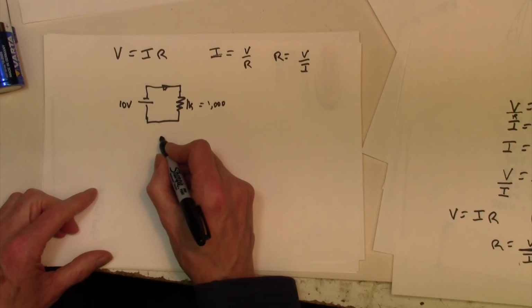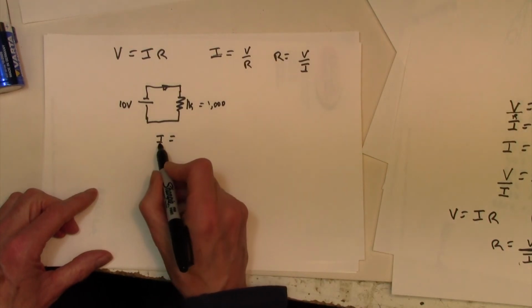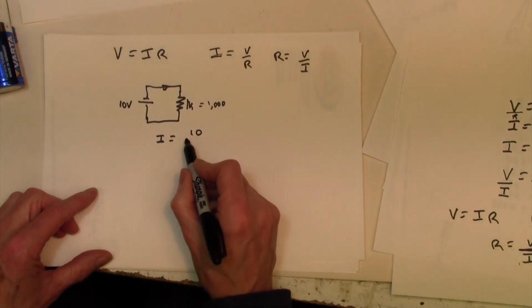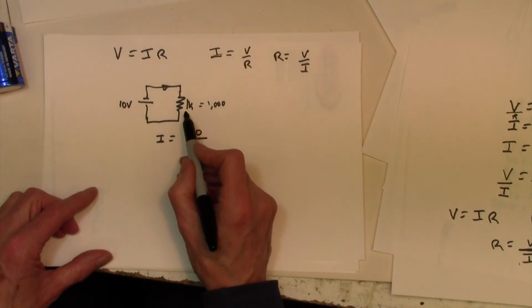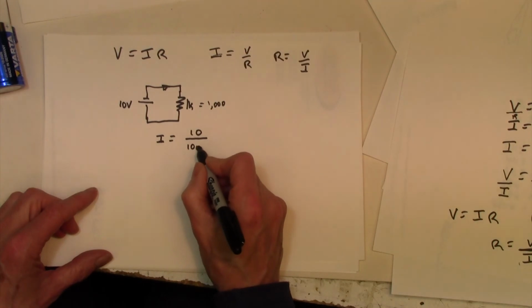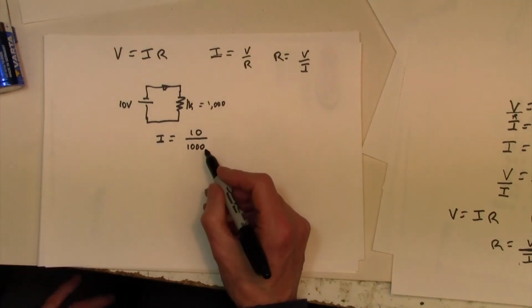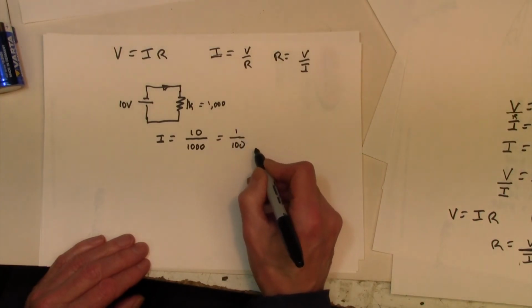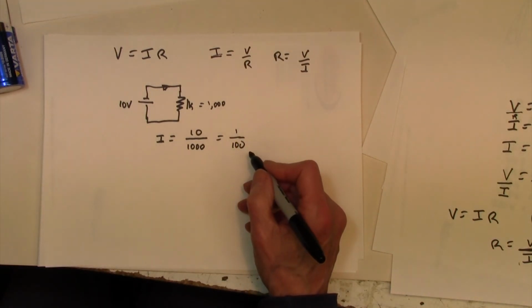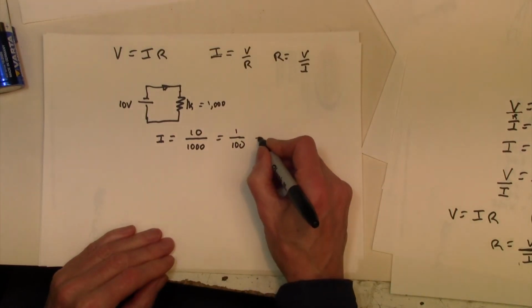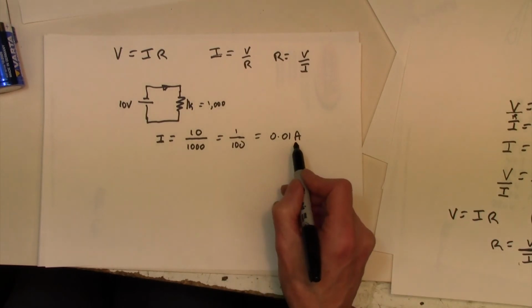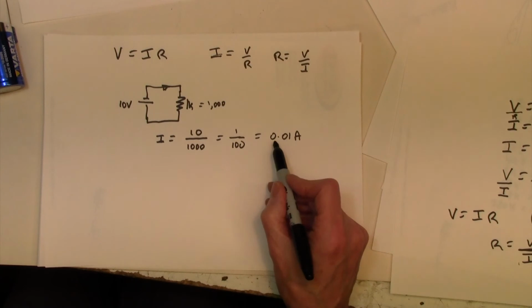V is 10 volts, let's plug in some numbers here. So our unknown current is 10 volts upon our resistor. Remember, our resistor is always in ohms. 1K is 1000 ohms, so 1000. 10 upon 1000 is 1 upon 100. So our current is 1/100th of an amp, which is 0.01 of an amp. We would put this in milliamps because it's much less of an amp than 1 amp. It's 100th of an amp.